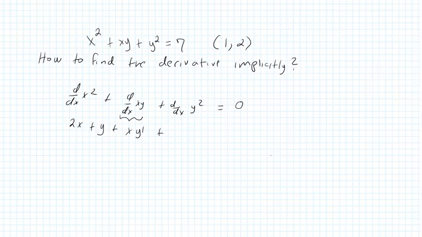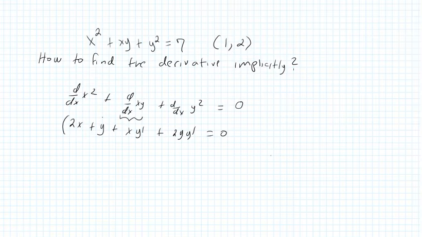And now take the derivative of y squared. So that's going to give us 2y y prime, equal to 0. So we take the derivative and then multiply it times the derivative of the inside, y, which is y prime.